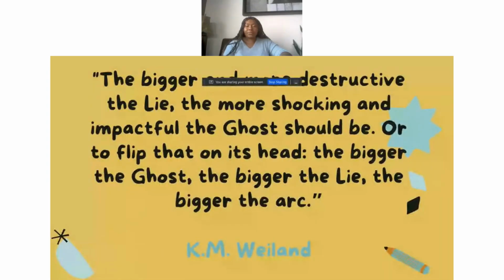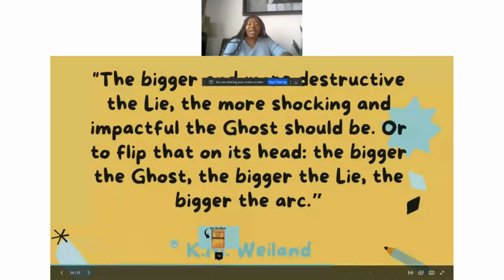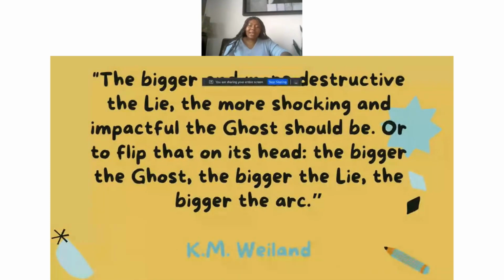K.M. Wiley says, the bigger and more destructive the lie, the more shocking and impactful the ghost should be. Or to flip that on its head, the bigger the ghost, the bigger the lie, the bigger the arc. I just think that's the absolute best way to put it. The bigger the ghost, the bigger the lie, the bigger the arc.